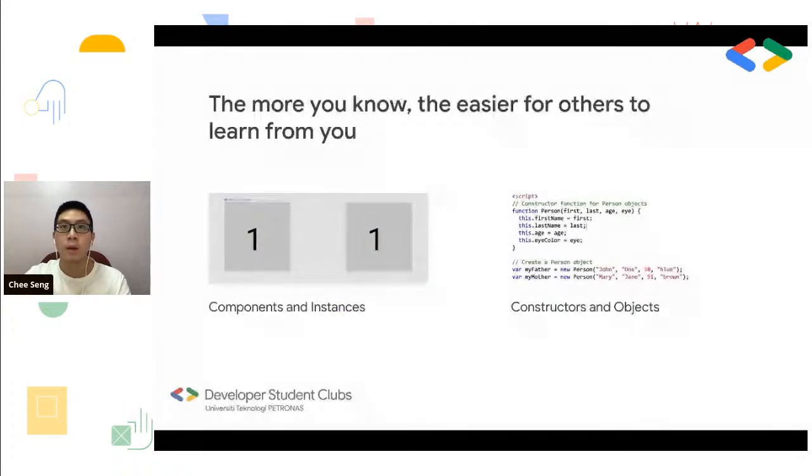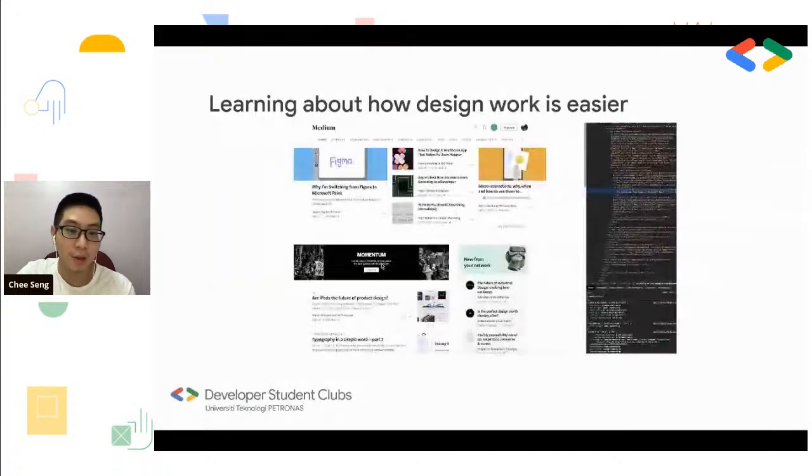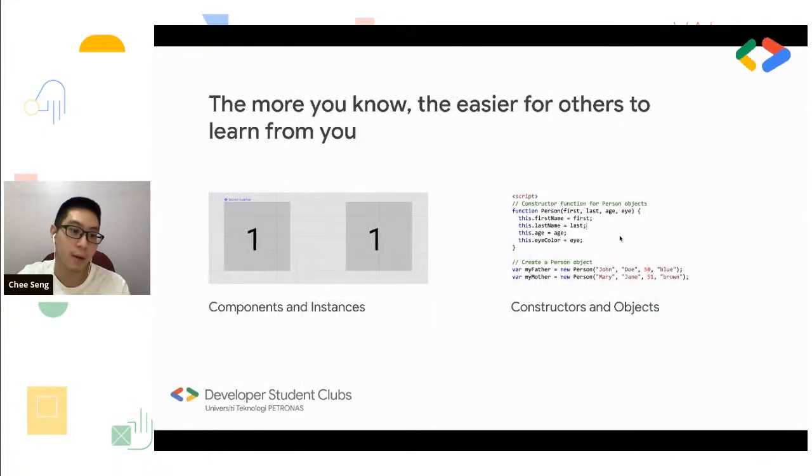Another good thing about doing both is that the more you know, the easier it is for others to learn from you. This is also two examples, a designer's example and a front end engineer's example. I keep mentioning front end because that is as far as I go. I'm not really sure how back end engineers work because I didn't really do that before.